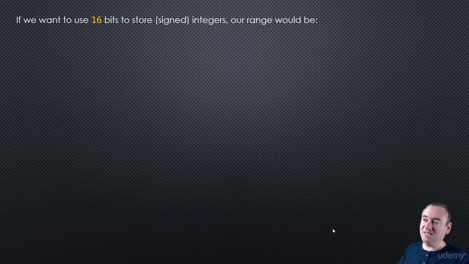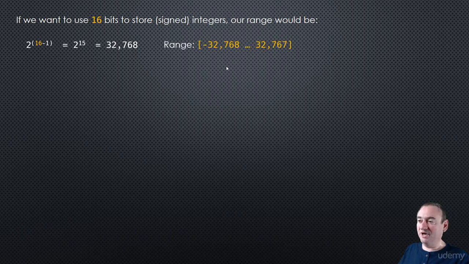So what about 16 bits? Well, if we want to use 16 bits, 2 to the power of 15 is this number here, 32,768. And our range, therefore, will be from minus 32,768 up to 32,767. That's when we use 16 bits.